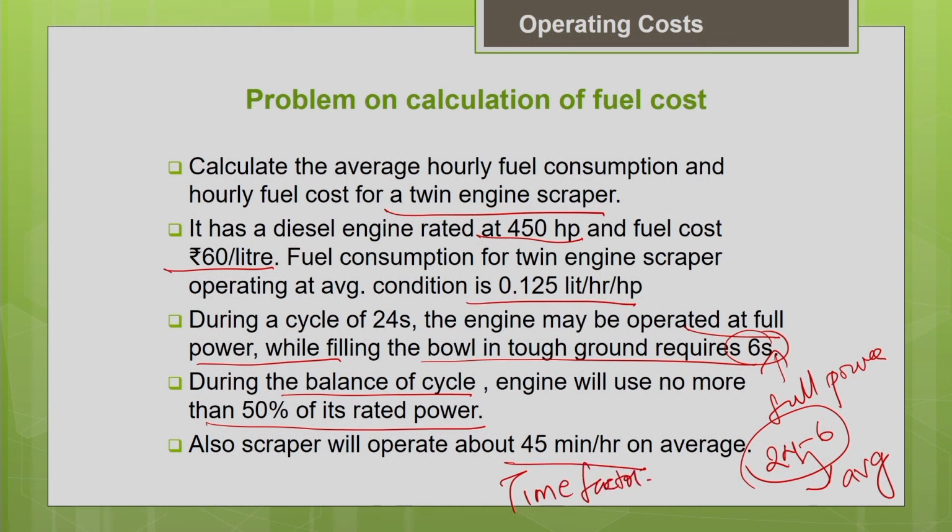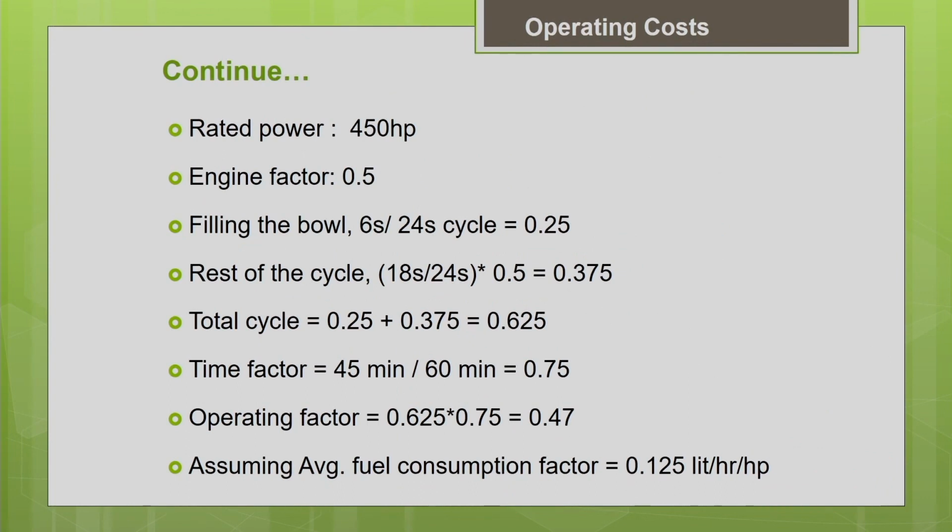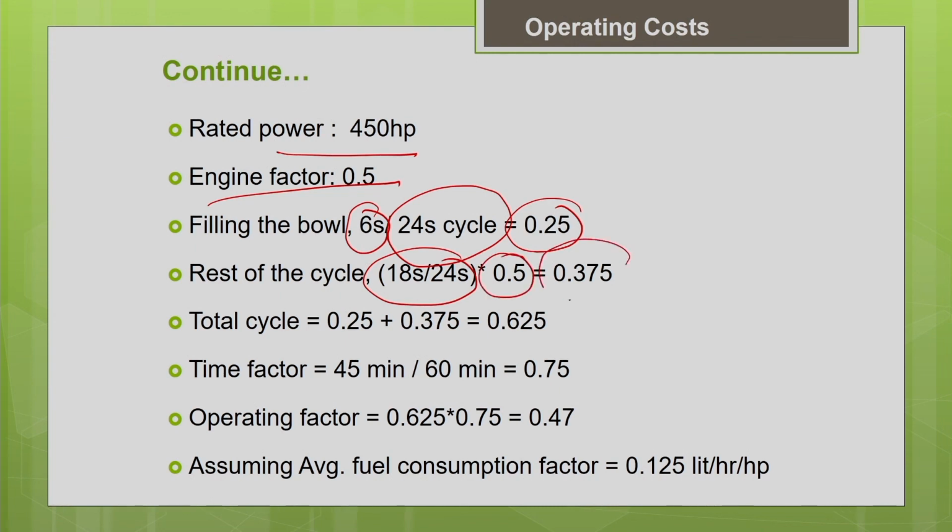With this input data, now we are going to see how to estimate the fuel cost of the machine. The rated horsepower of 450 is given. As I told you, while filling the bowl it is consuming full power. It takes 6 seconds out of the total production cycle time of 24 seconds to fill the bowl, and during this it is using full power, so 0.25 into 1. During the rest of the cycle, that is 18 by 24 seconds, it is using average power, that is into 0.5. That will give you 0.375.